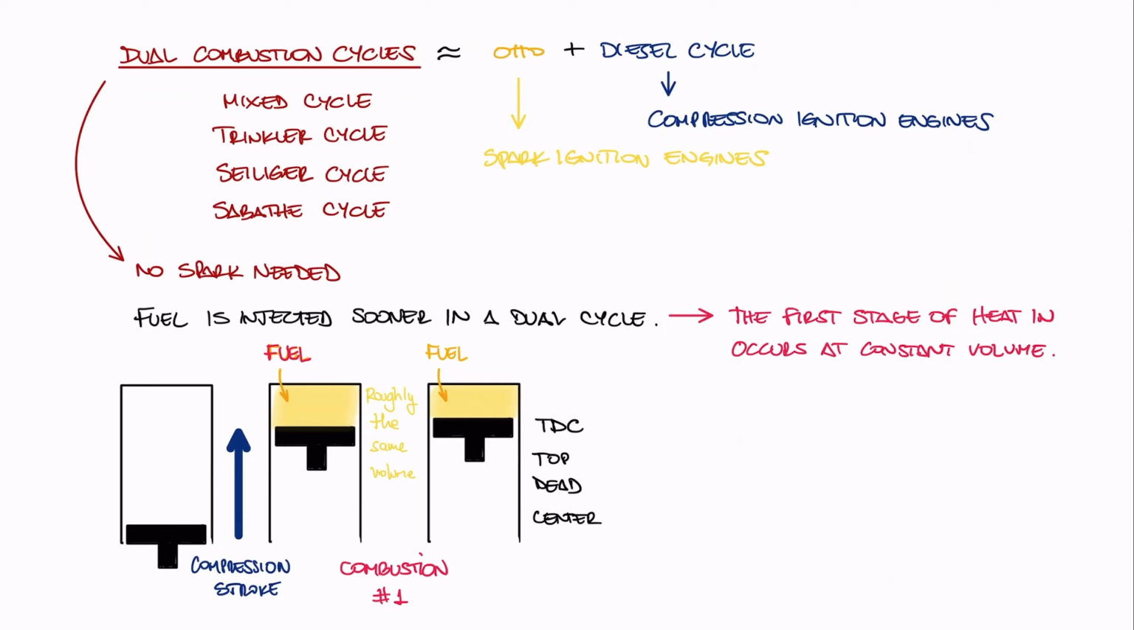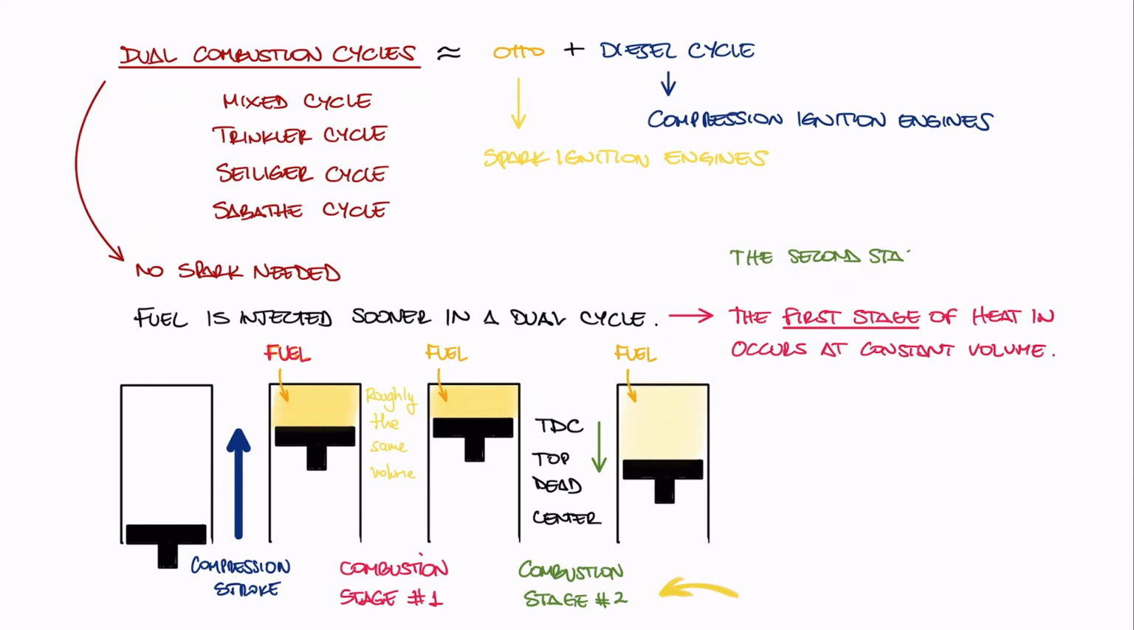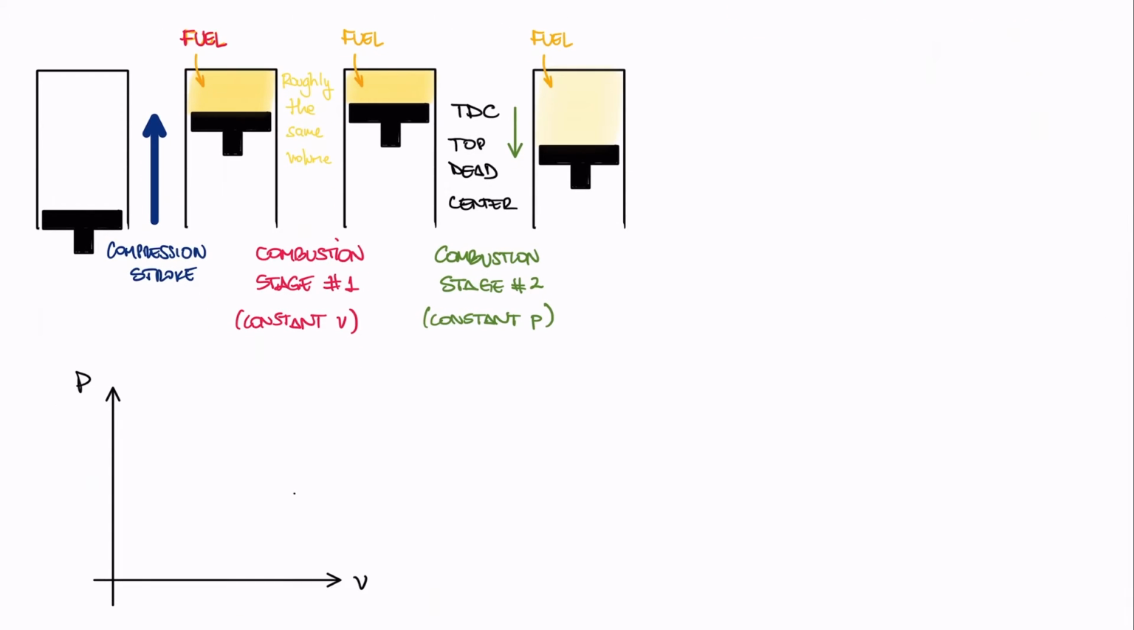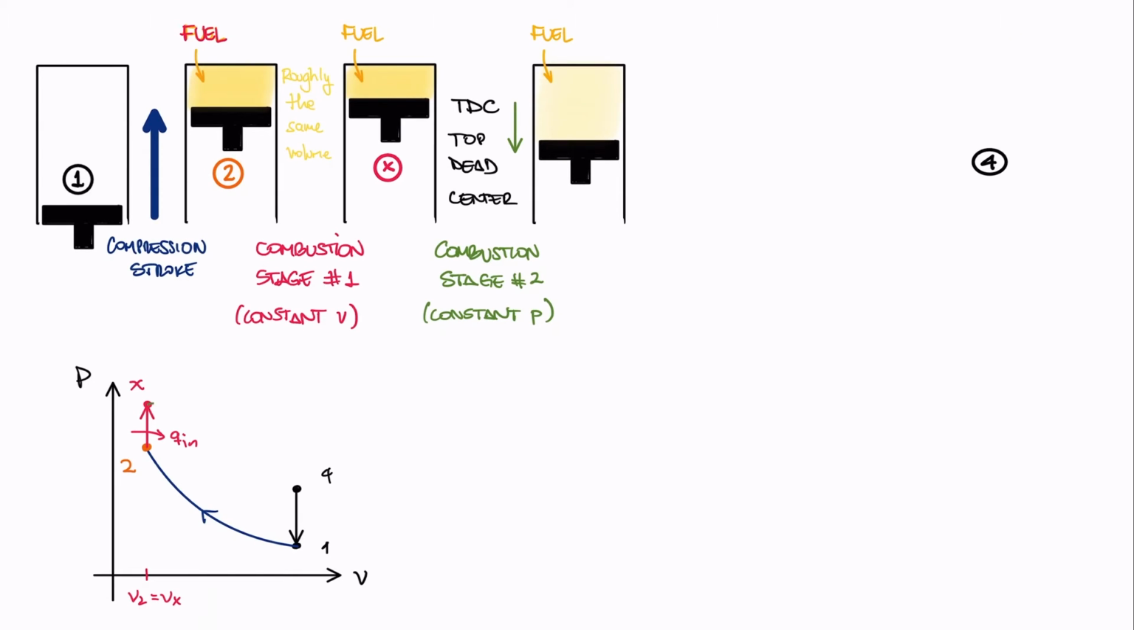What this means is that the heat addition process is split into two stages. One that can be assumed to happen at constant volume, and one at constant pressure once the piston does start moving considerably. A PV diagram would look just like either an Otto cycle or a diesel cycle between 4, 1, and 2, which haven't changed at all, with the difference here being a heat addition process at constant volume, similar to the Otto cycle between 2 and X, and a heat addition process at constant pressure, similar to the diesel cycle between X and 3.